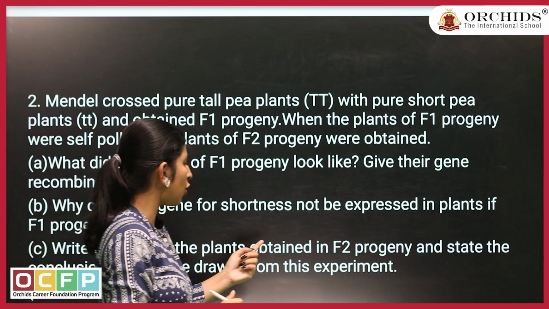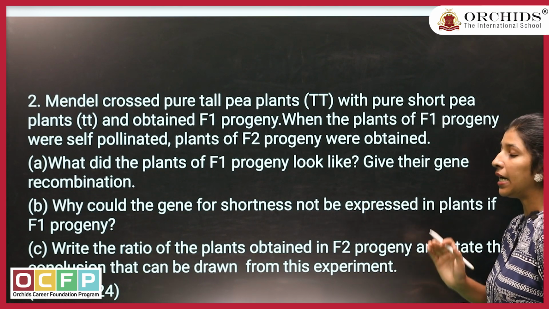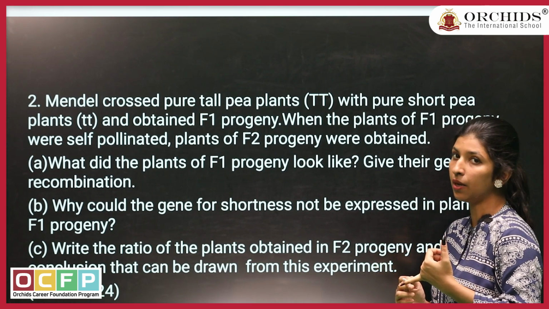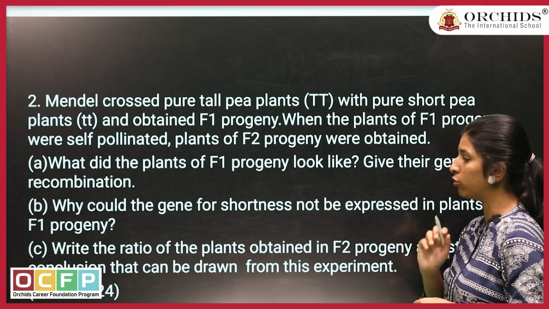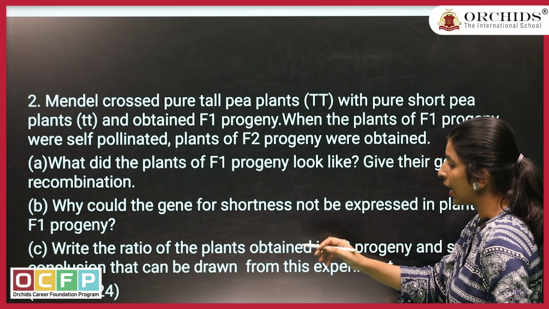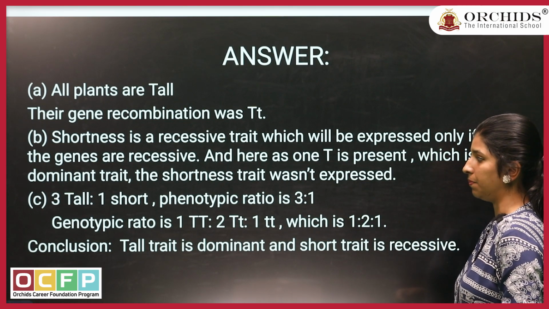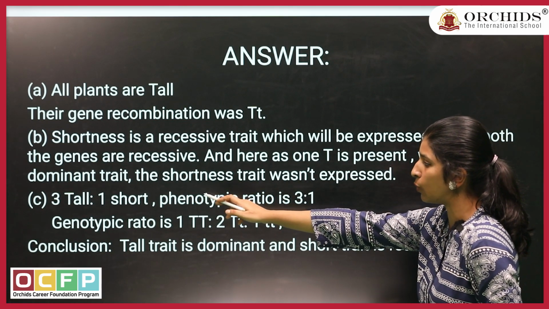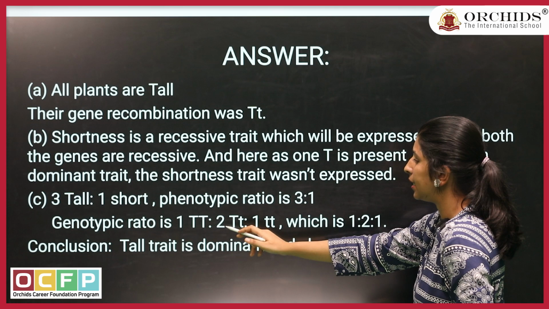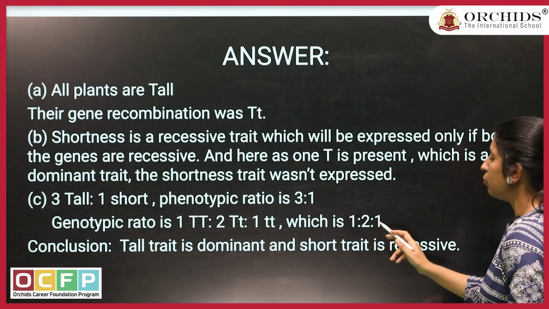For question C, let's read it once again. Write the ratio of the plants obtained in F2 progeny and state the conclusion that can be drawn from this experiment. They didn't ask which kind of ratio they require, whether phenotypic or genotypic. So in this case, we are going to write both the ratios, and we are going to write down the conclusion that we drew from this particular experiment in the answer of question C. As we got 3 tall plants and 1 short plant, the phenotypic ratio was 3:1, and the genotypic ratio was 1 capital double T to 2 capital T small t to 1 small double t, which is 1:2:1.